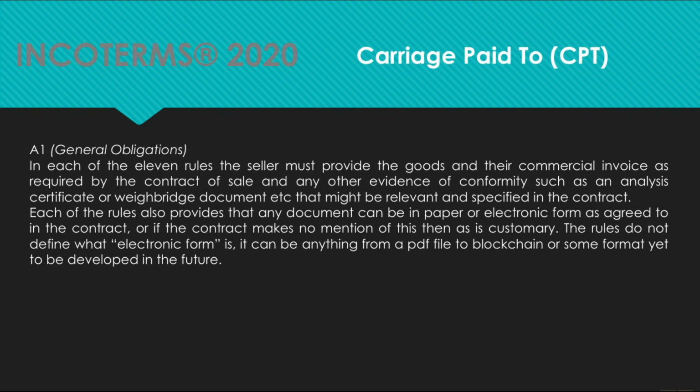Each of the rules also provide that any document can be in paper or electronic form as agreed to in the contract. Or if the contract makes no mention of this, then as is customary. The rules do not define what electronic form is. It can be anything from a PDF file to blockchain or some format yet to be developed in the future.